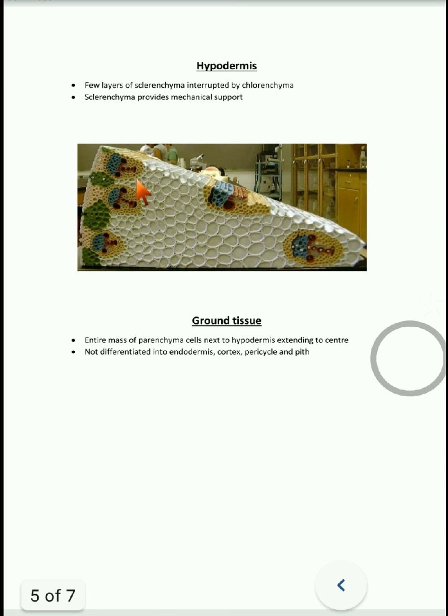So as we have seen, all those parts inner to them are called ground tissue. It is not differentiated. So the entire mass of parenchyma cells next to hypodermis is called ground tissue. It extends till the center and it is not differentiated into endodermis, cortex, pericycle and pith. You can see the vascular bundles alone scattered in the ground tissue.